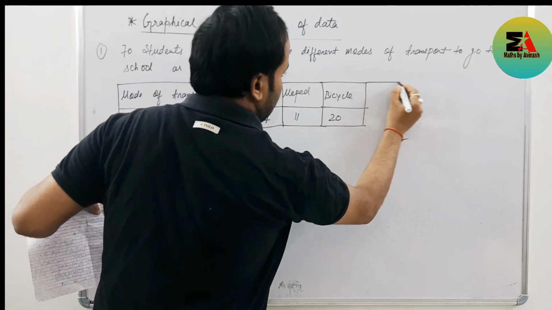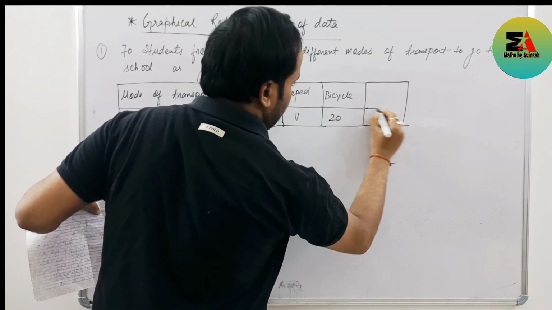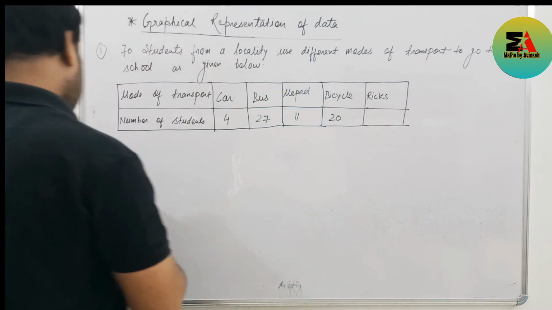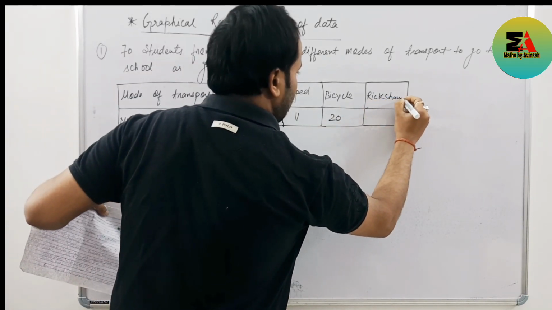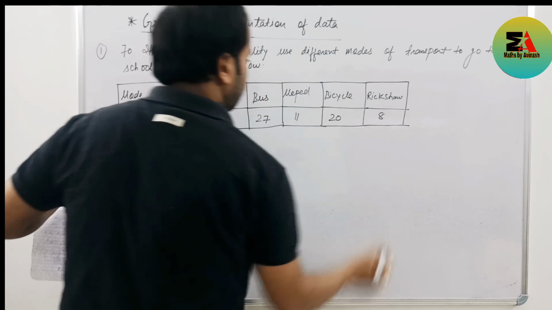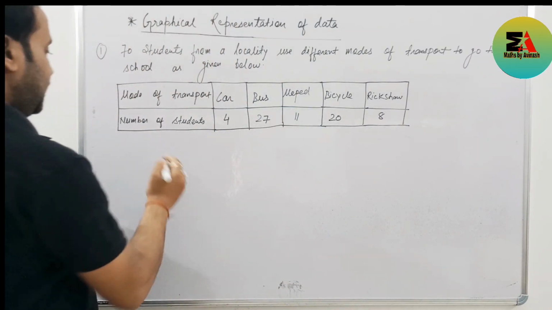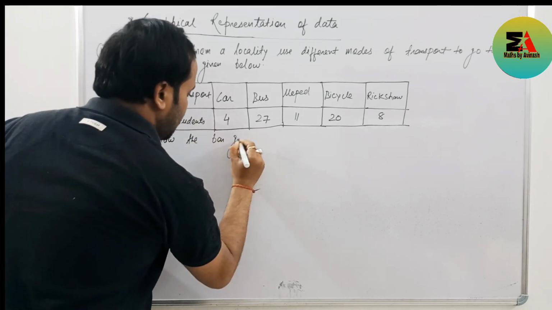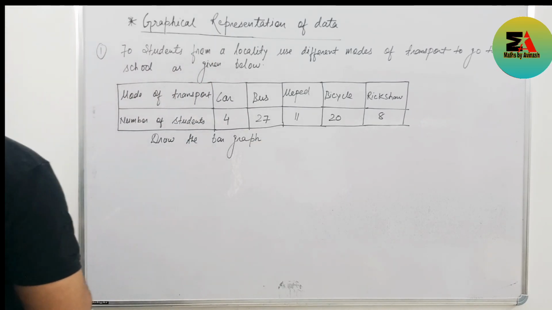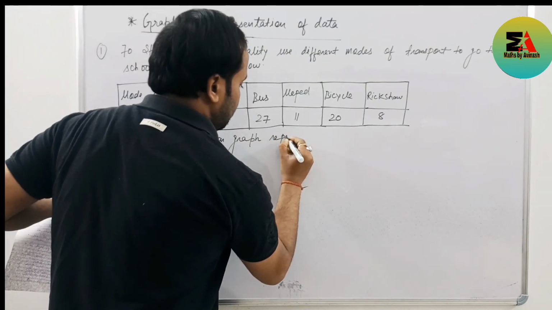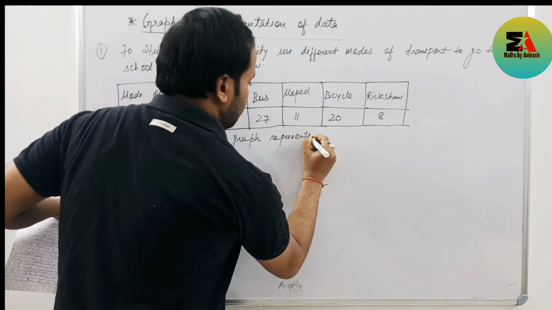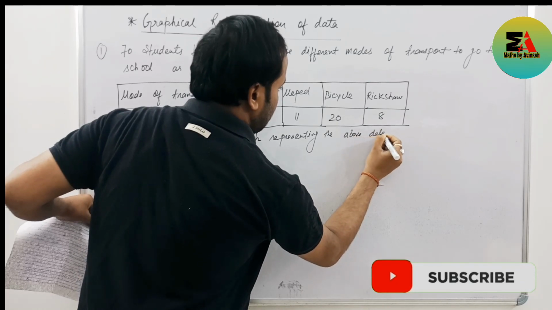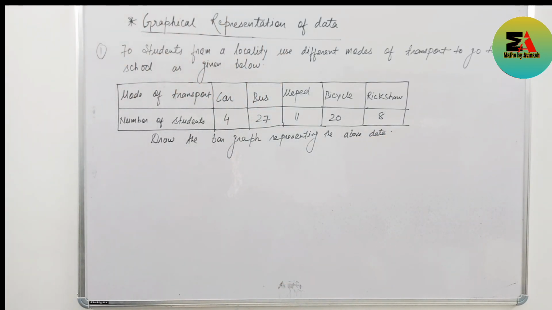20. And the last one is rickshaw. Rickshaw is used by 8 students. Clear? And draw the bar graph representing the above data. I hope the question is clear.